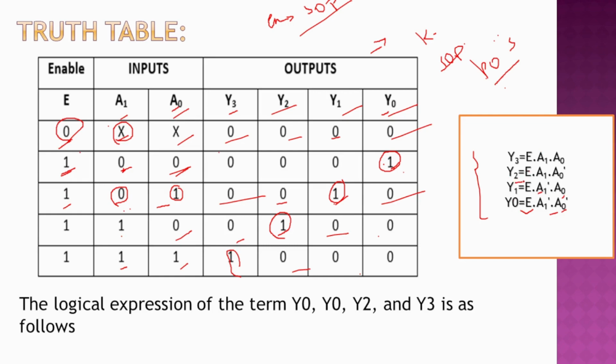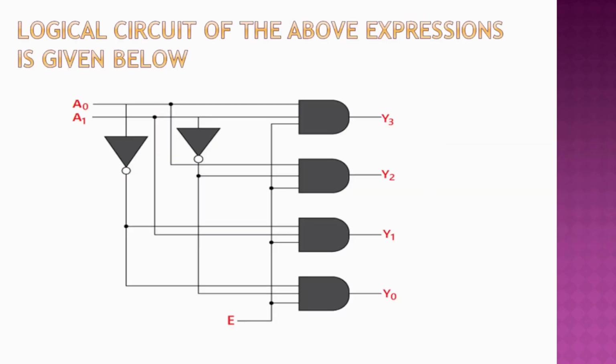Y2 provides an output as 1 when a1 is equal to 1, so you need to write a1 as it is. Afterwards a0 dash and e is the enable pin. Last one is y3. When y3 is equal to 1, all the values will be 1. During that time y3 provides an output as 1, so all will be mentioned as the name itself.